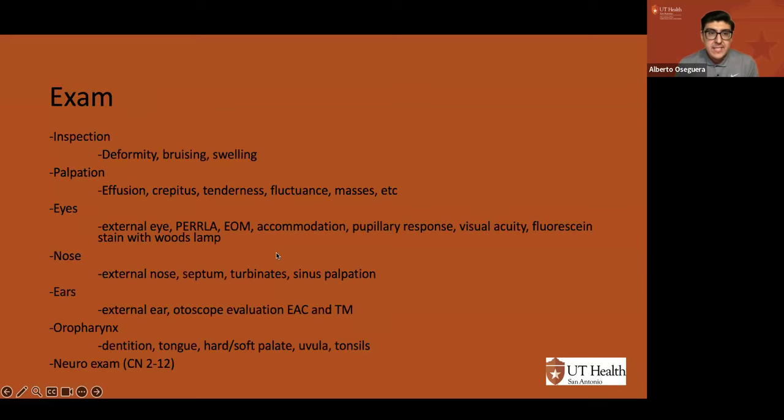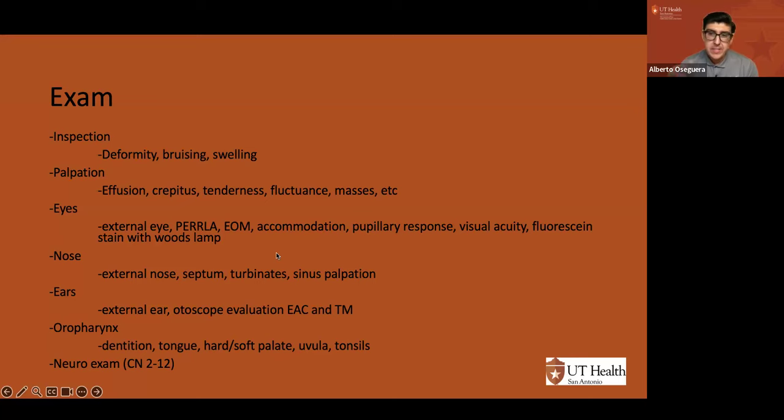So basic exam, as with any exam, you'll obviously want to do some inspection, evaluate for any sort of deformity of the area, bruising or swelling that could be involved. You definitely want to palpate the focused area to evaluate for any sort of swelling, crepitus, which could indicate a possible underlying fracture, fluctuance or induration, which could indicate an infection, and any soft tissue masses that are either from trauma or of a malignant etiology.